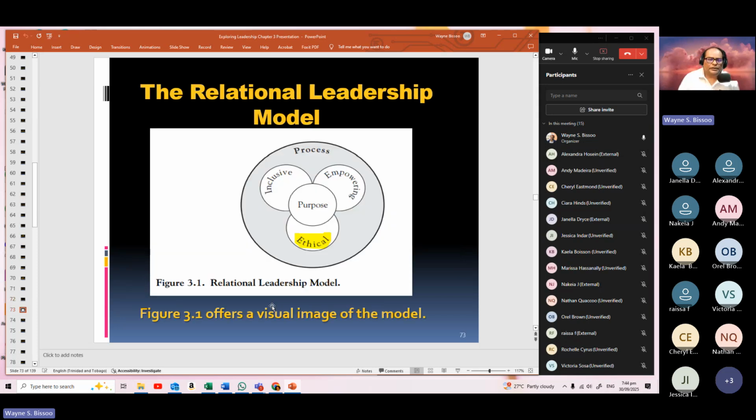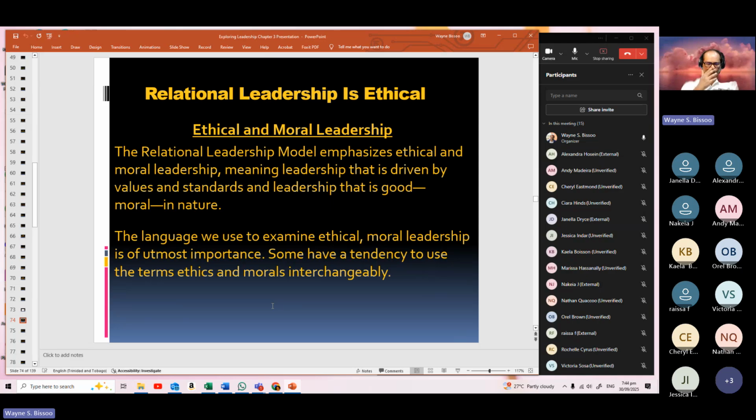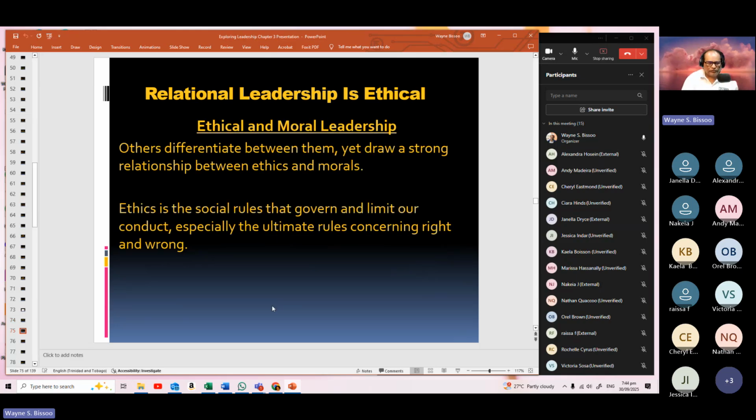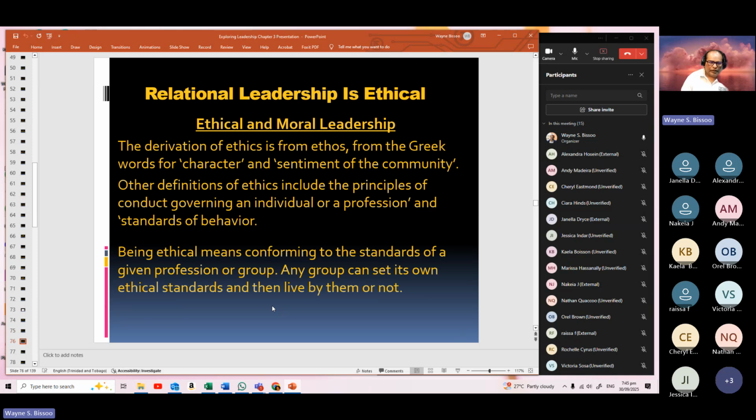Make sense? All right, so now we get to ethics, and we've spoken a great deal about ethics before, but of course, here we're talking about the need for leaders to exhibit very high levels of ethical values. So let's start. What is ethics? Ethics is the social rules that govern and limit our conduct, especially the ultimate rules of what is considered to be right or wrong. So that's one of the things that we want to pay attention to.